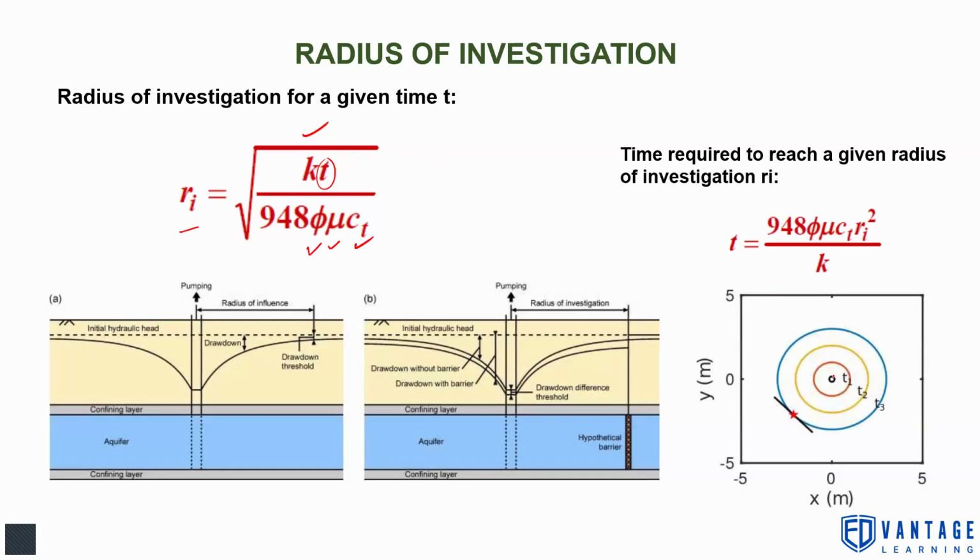So at time t equal to t1, the pressure wave reaches up to this radius. At time t equal to t2, that is more than t1, it will reach more radius. It will go more into the reservoir. At time t equal to t3, it will go even more into the reservoir. That is how the investigation radius is important in PTA.